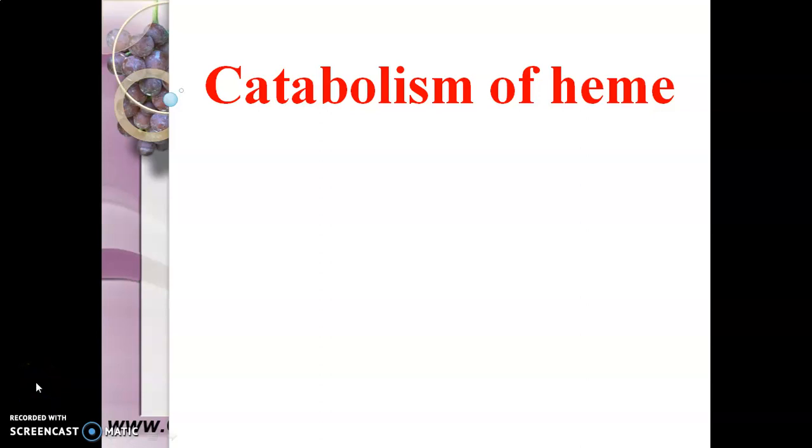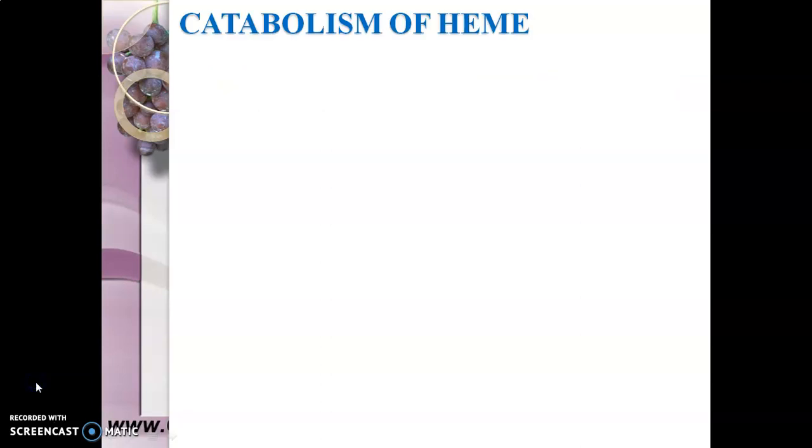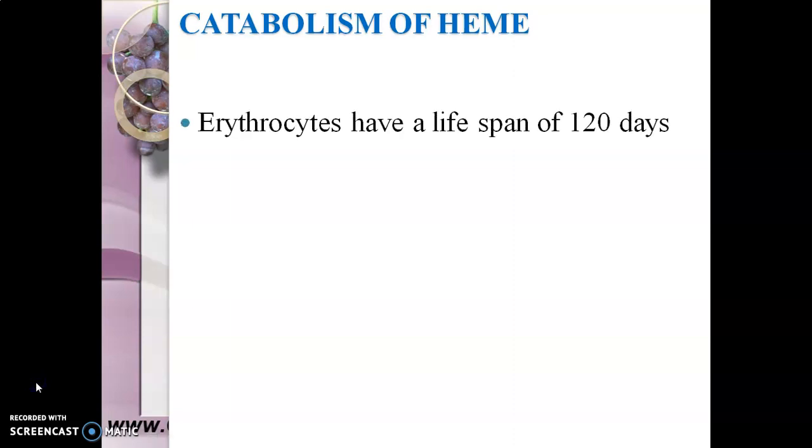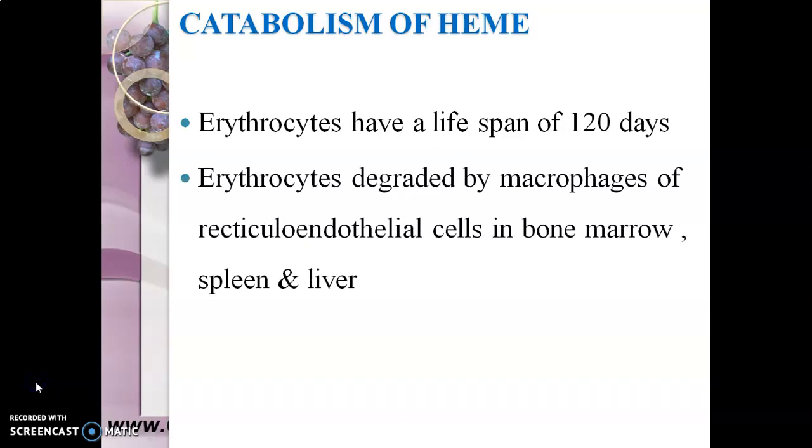Catabolism of heme. Remember, heme is incorporated in erythrocytes, and whenever the erythrocytes are degraded, there is catabolism of heme that is taking place. Erythrocytes have a lifespan of 120 days, and these erythrocytes are degraded in reticuloendothelial cells, macrophages, which include bone marrow, spleen, and liver.